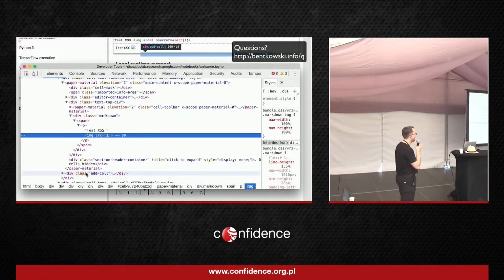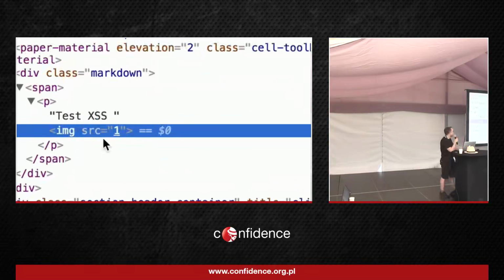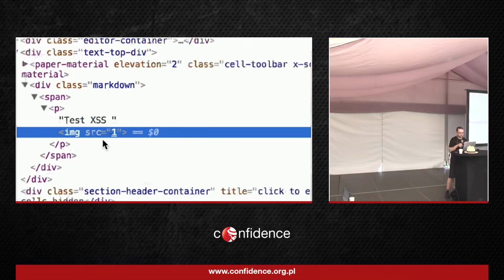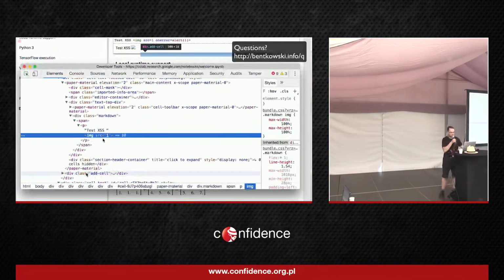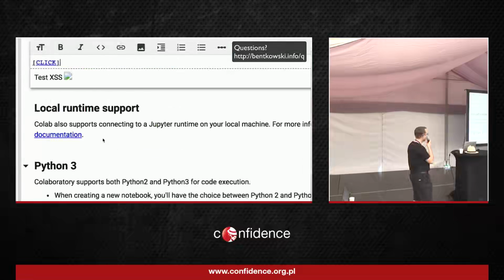And in the DOM tree, we can see that the image tag is there. I maybe try to zoom it a little bit. Okay, the image tag is over there. However, the onerror event handler is removed. I will go back to that later, what exactly removed the onerror handler. So let's try something else.